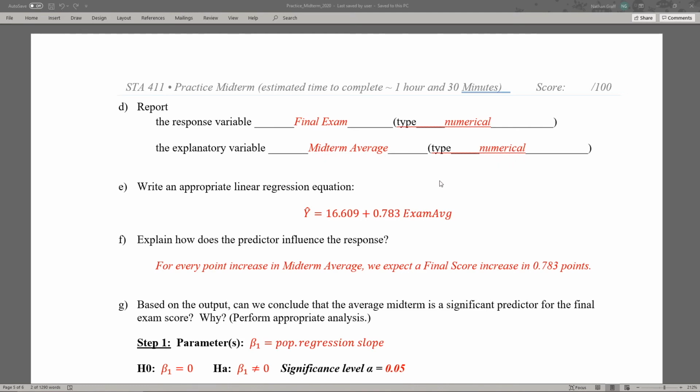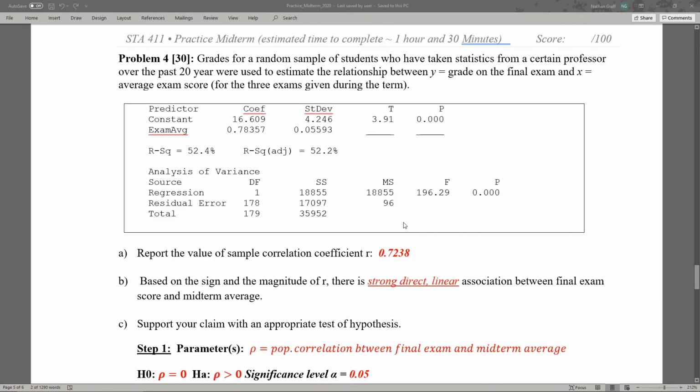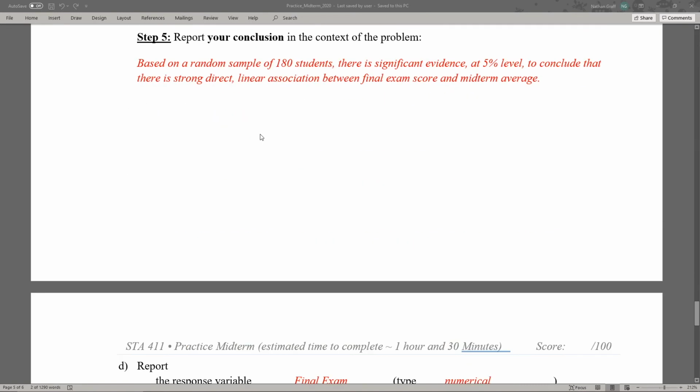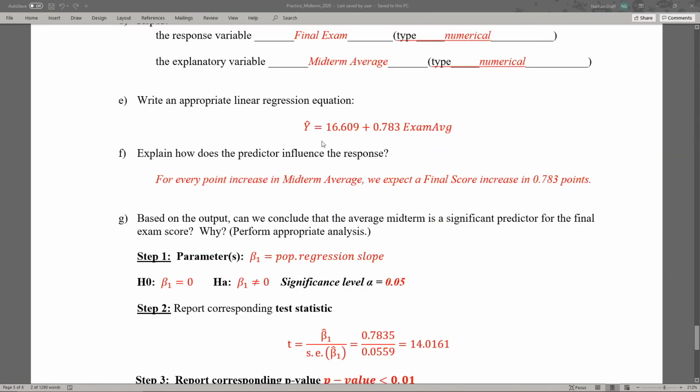Our next question asks to write the appropriate regression equation. If we navigate to the output provided at the top of the question, we see the estimated coefficients. We see a value of 16.6 for the intercept and 0.783 for beta 1. Thus, the resulting regression equation is y hat equals 16.609 plus 0.783 times our midterm exam average.